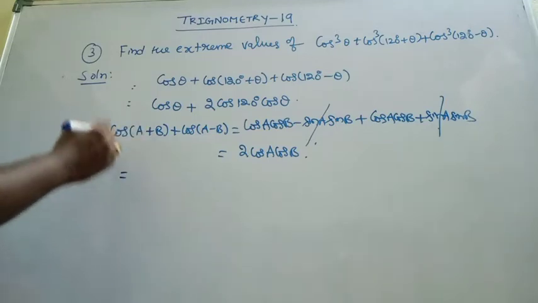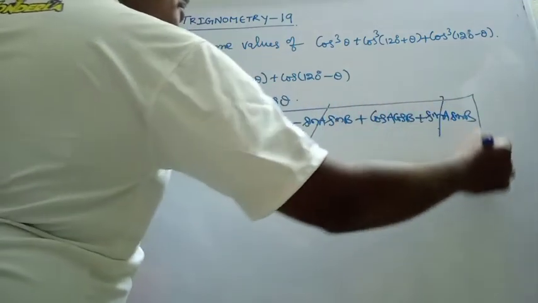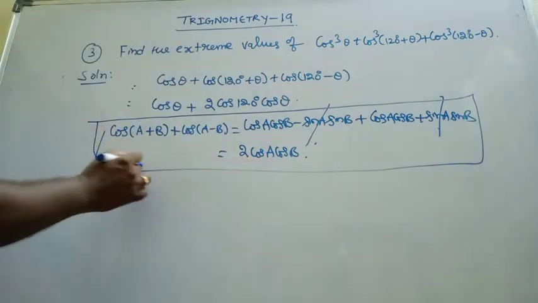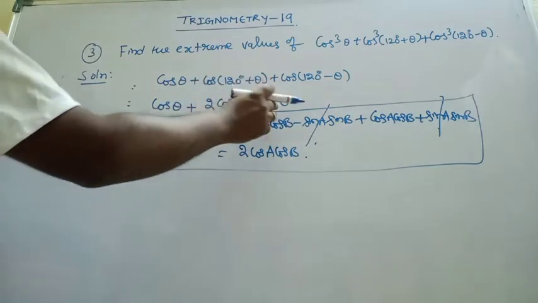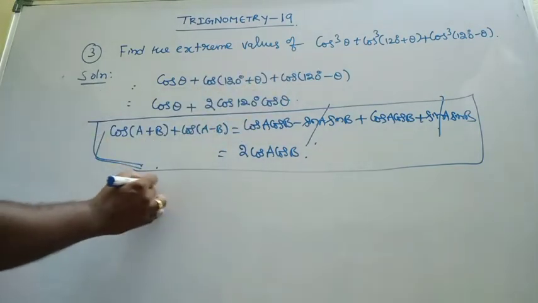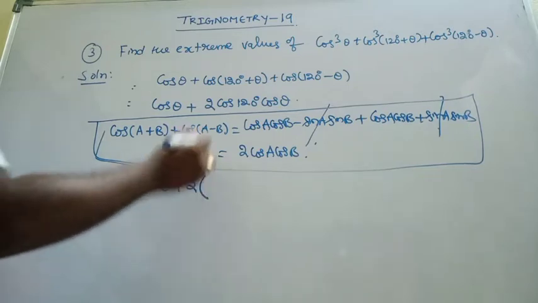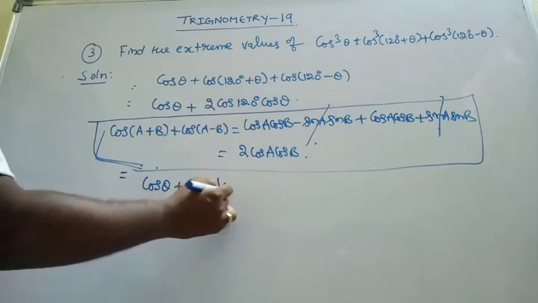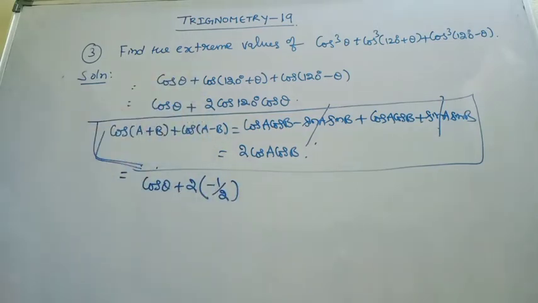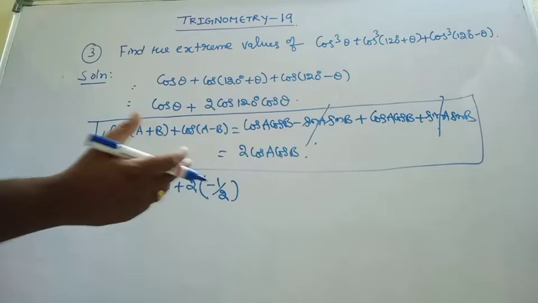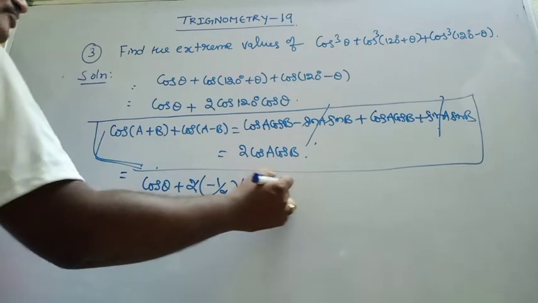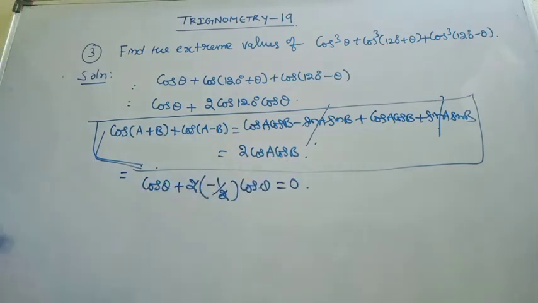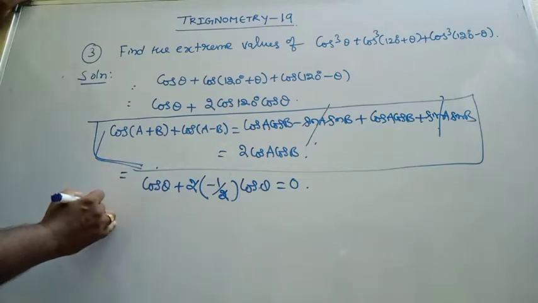By using this fact, this is the formula we have used here, my dear students. Here a is 120 degrees and b is θ. Now cos θ plus 2 into cos 120 degrees, whose value is minus 1 by 2, because cos(90 plus 30) is minus sin 30, that is minus 1 by 2, into cos θ. The 2 will cancel, and now this becomes 0, you have got like this.